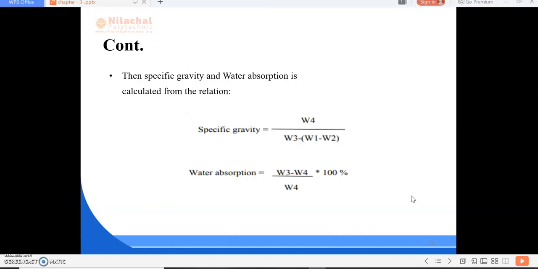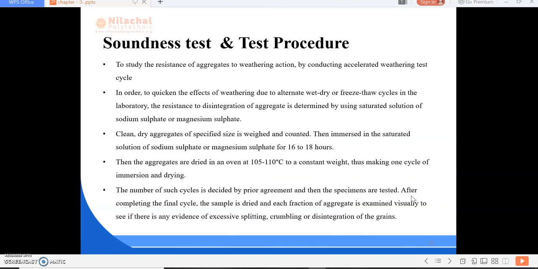Then the specific gravity and water absorption are calculated from the relations. The specific gravity is W4 divided by (W3 minus W2), whole into W1 minus W2. Then water absorption will be found by (W3 minus W4) divided by W4 into 100%. And remember that specific gravity has no units.